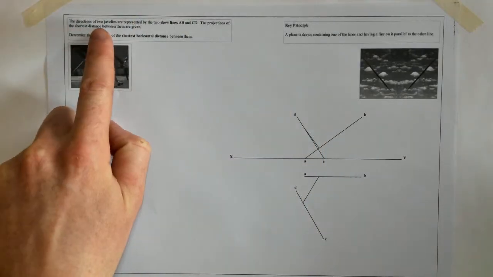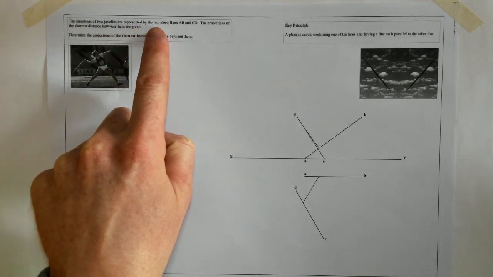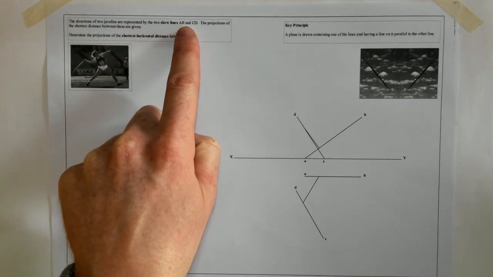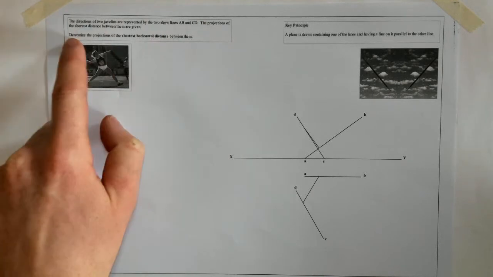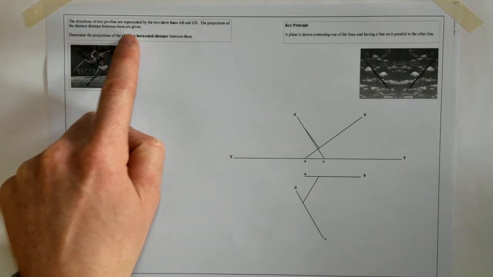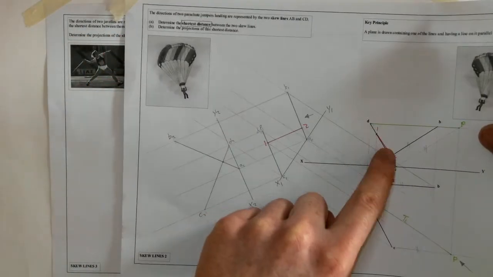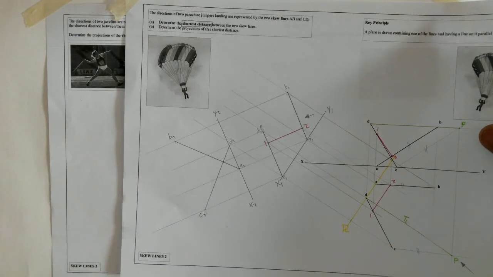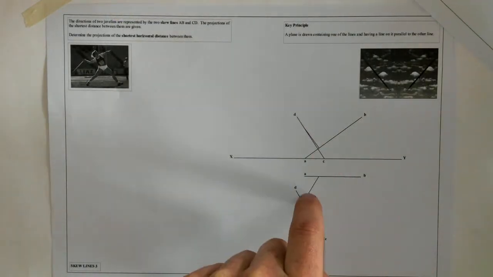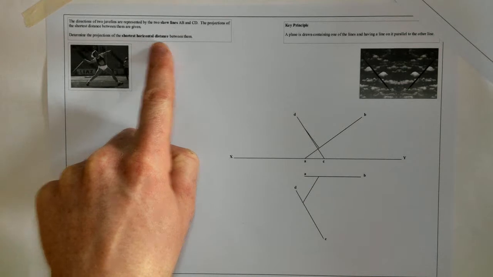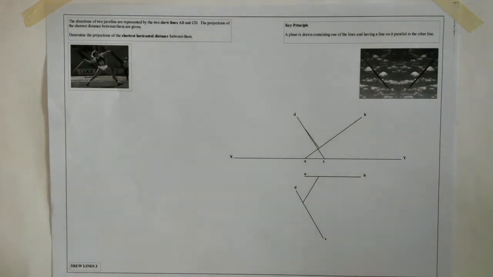Now, the directions of two javelins are represented by two skew lines AB and CD. The projections of the shortest distance between them are given. So that is what we found on the last drawing here. That line 1, 2, that's what's shown here. Determine the projections of the shortest horizontal distance between them.